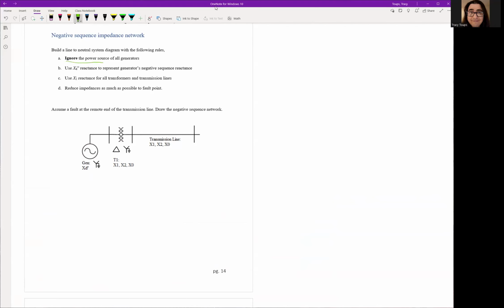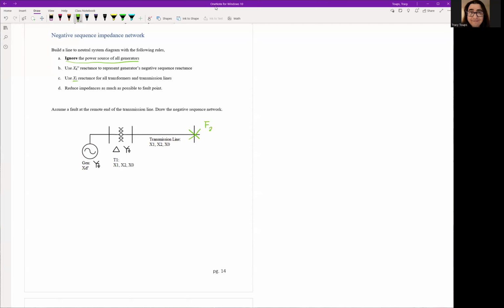So you must ignore all power sources for all generators for your negative sequence networks. Then you will use XD double prime reactance. If it has a negative sequence reactance that's different, you would use that. You use your X2 of all your transformers and line impedances, and again, you reduce impedance as much as possible to the fault point.